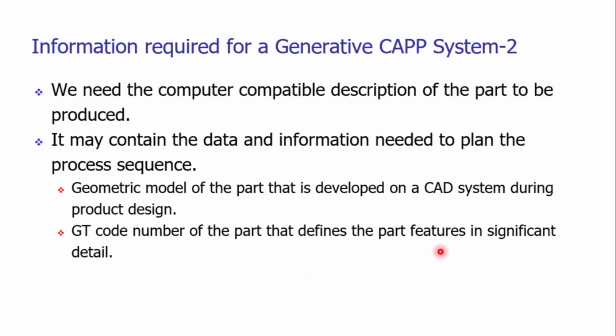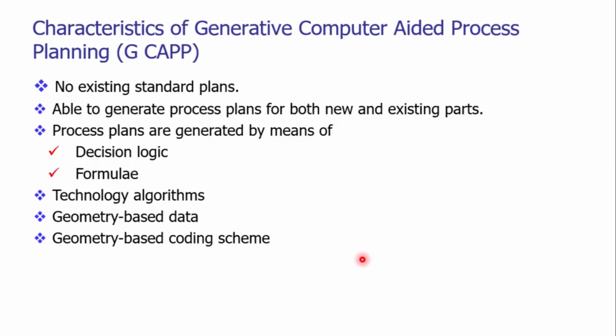In general, as we have seen, either polycode or hybrid code type of systems are utilized to designate the various parts in the industry. So this GT code is also very essential to generate the CAPP system. Various characteristics of generative computer-aided process planning systems are listed. The first characteristic is that no existing standard plans are utilized to generate a process plan in this methodology. These types of systems are able to generate process plans for both new and existing parts.